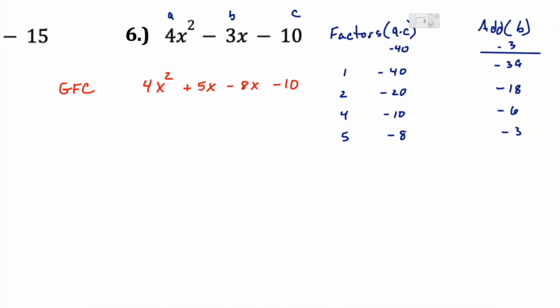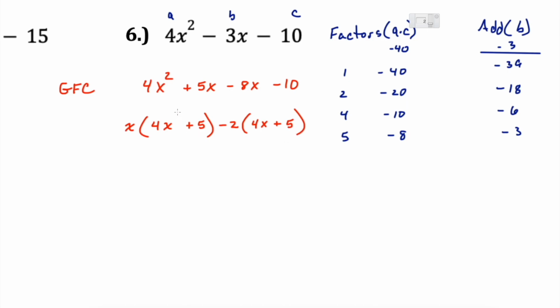So 4x squared and 5x, my greatest common factor is x. So that gives me x times 4x plus 5. And now I'll look at the next term right here. I've got a negative 8x and a negative 10. What am I going to take out here? A 2 comes out of 8 and 10, so I'm going to take a negative 2 out here. And that gives a negative 2 out of negative 8x is a positive 4x. A negative 2 out of negative 10 is going to be a plus 5.